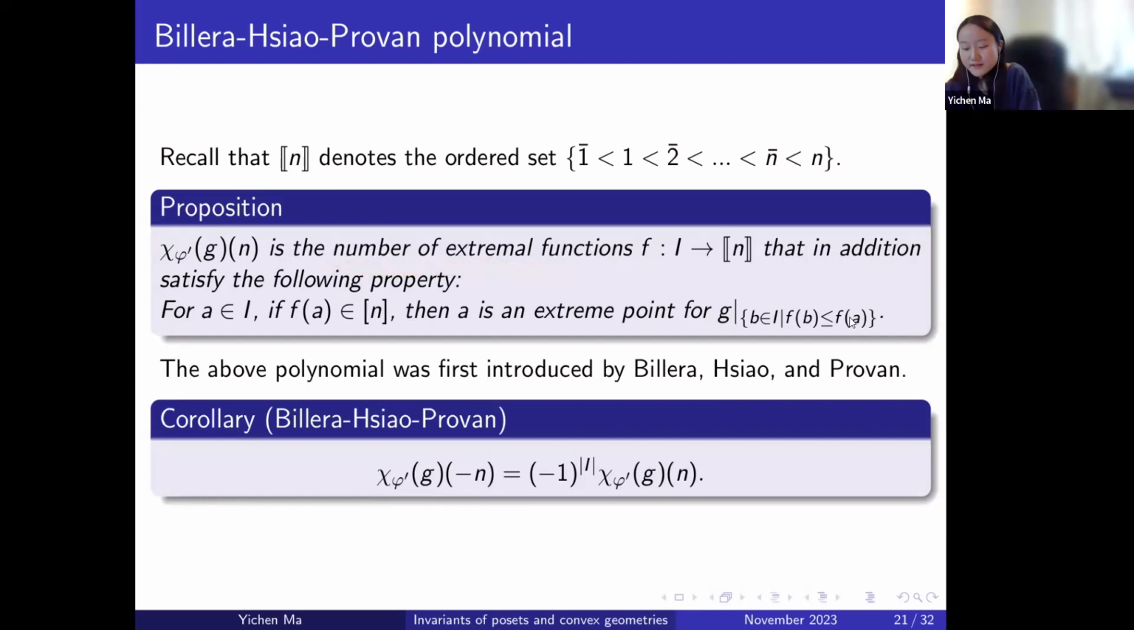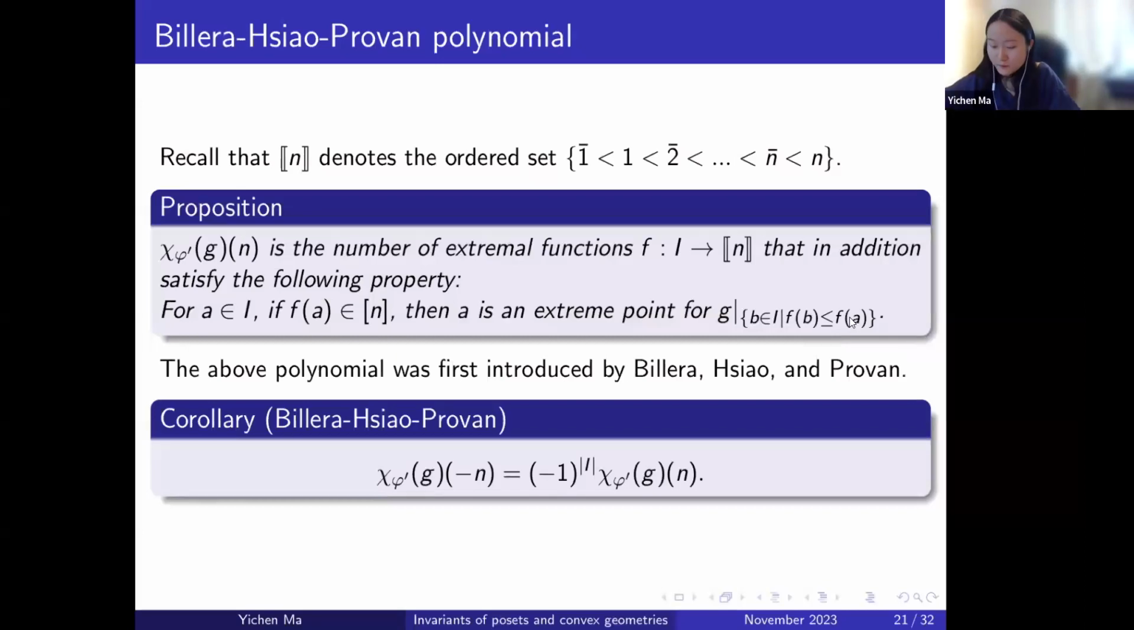So first, it is extremal, and in addition, it must satisfy the following property. If we have some a such that the value of f(a) lies in the unbarred part of n, so this is not any I bar, but it's just I, then a must be an extreme point in G restricted on the set of b such that f(b) is less than or equal to f(a).